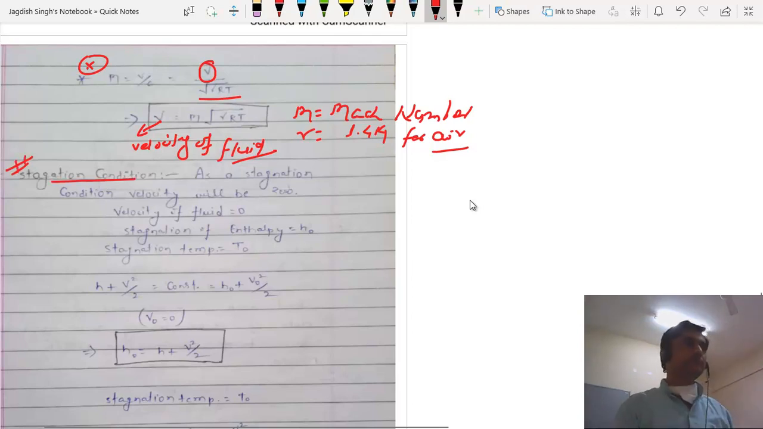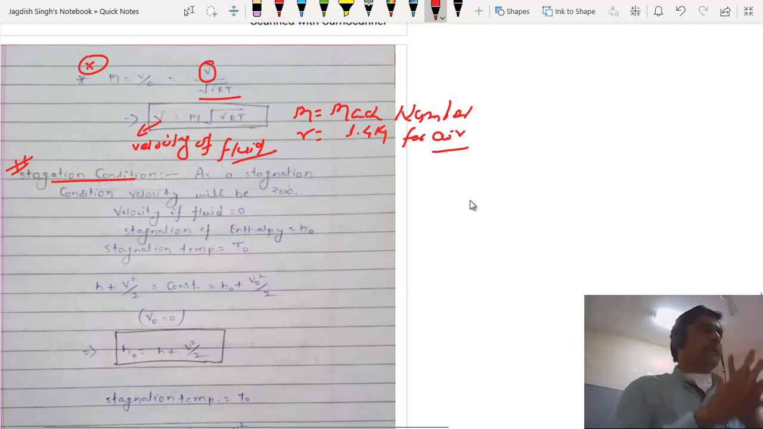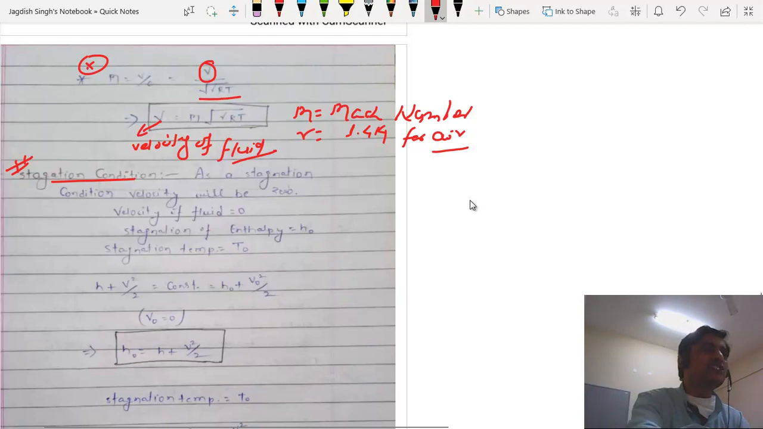Next term is called stagnation condition. This is very important. What is the meaning of stagnation? Suppose that a fluid particle is expanded in a nozzle. If at an exit of the nozzle the velocity of fluid particles is 0, then such condition is called stagnation condition. Dead condition, stagnate, dead. So at stagnation condition, the velocity of fluid particle at the exit of the nozzle will be 0. This is an important condition.